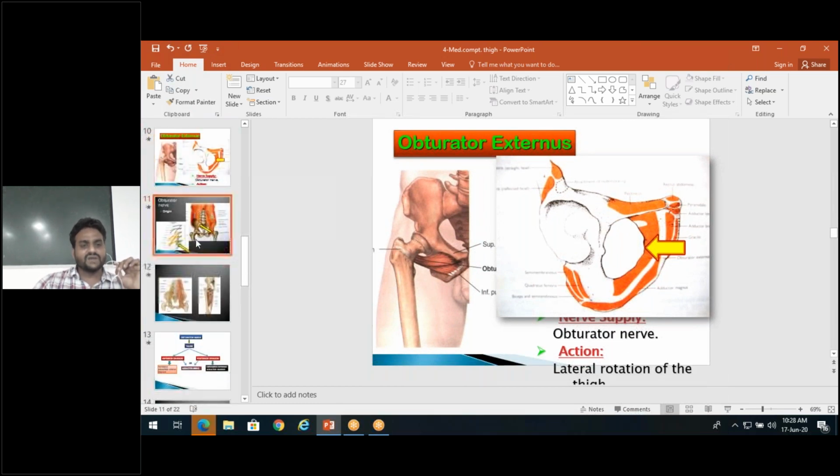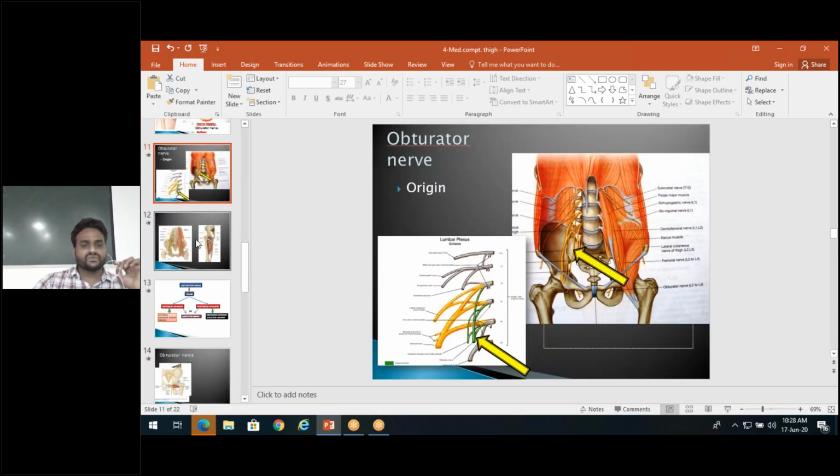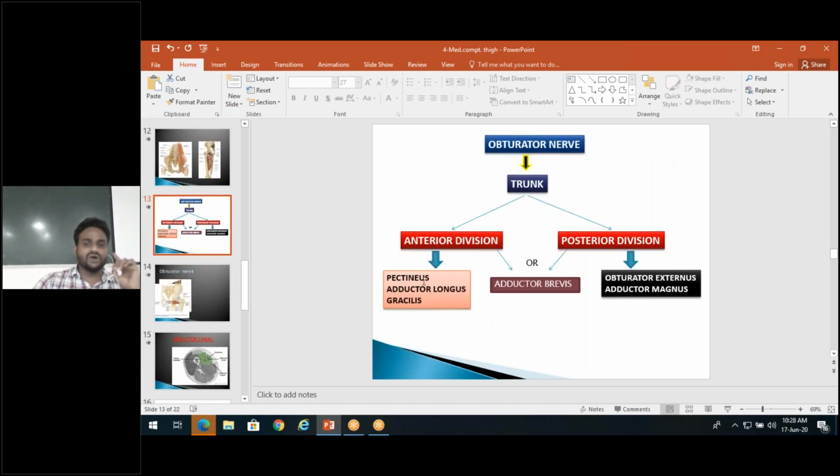Then we have seen the obturator nerve: origin, course, and branches. Origin and course are similar to the femoral nerve. Branches also similar. What are the 2 branches of the obturator nerve? Anterior and posterior, supplying all the muscles of the medial compartment of thigh. What is the nerve supply of adductor brevis? Either the anterior division or the posterior division, any one of them. It varies from person to person.